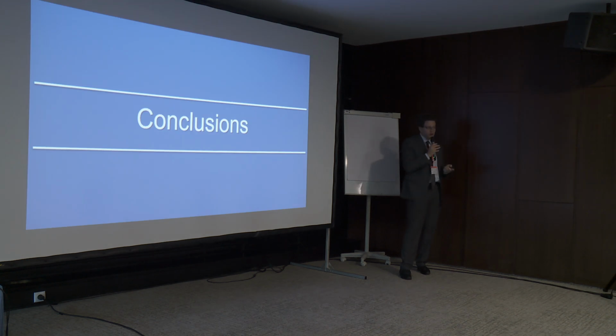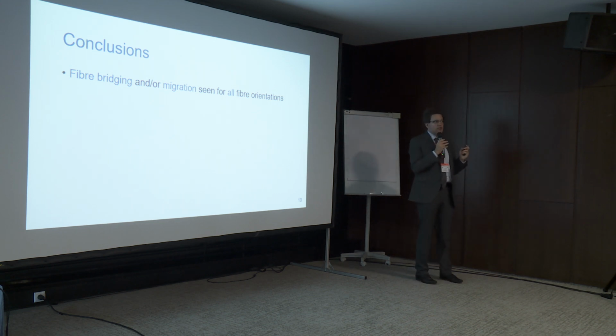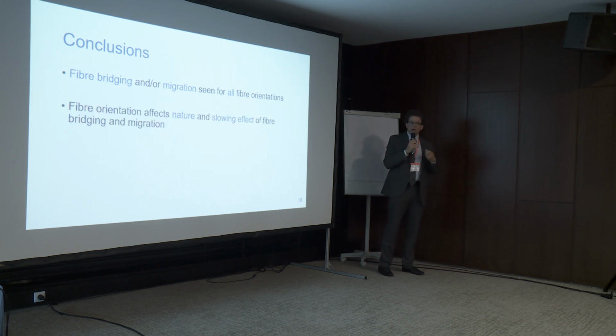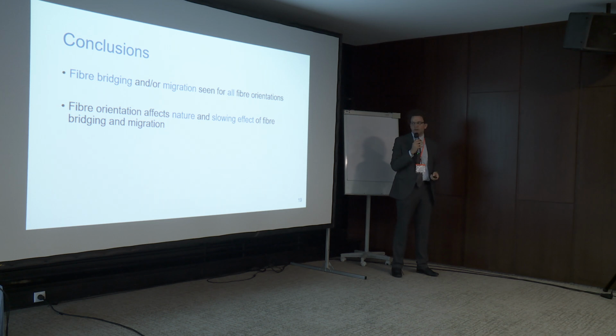So that was all rather fast, so let me summarize the key points. We saw fiber bridging and/or delamination migration for all the interfaces we tested, including the ones I didn't show you today. So that suggests to me we should really rethink our assumption that it doesn't occur in full-scale structures. The fiber orientation affects both the nature and the strength of this fiber bridging and migration behavior. And by strength, I mean how much does it slow the crack growth rate.